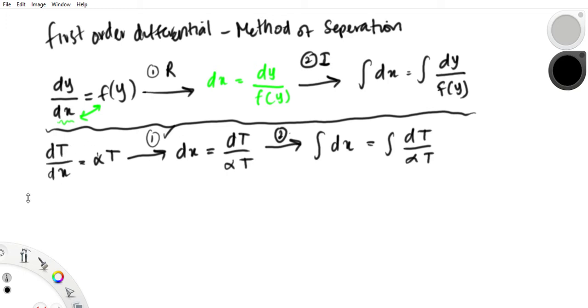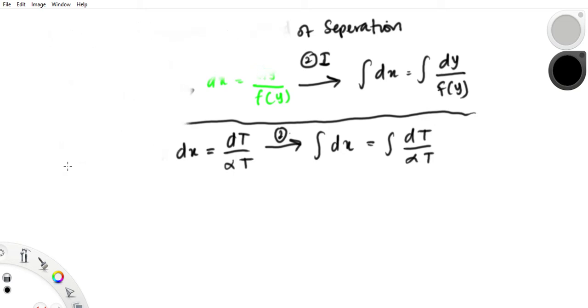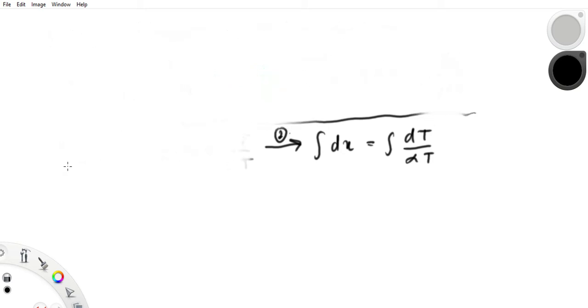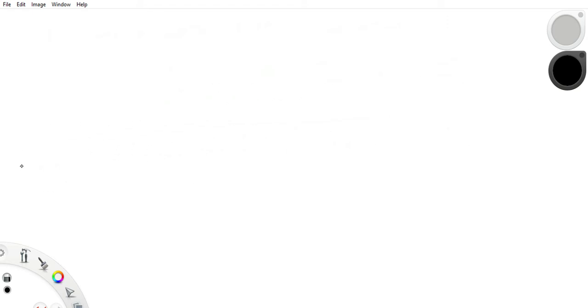But to do this part, I'm just going to rub off everything. We don't need this title anymore. So we have the integration of dx equals the integration of dt over alpha t. Now, what we're going to do first is just make this easier to solve.